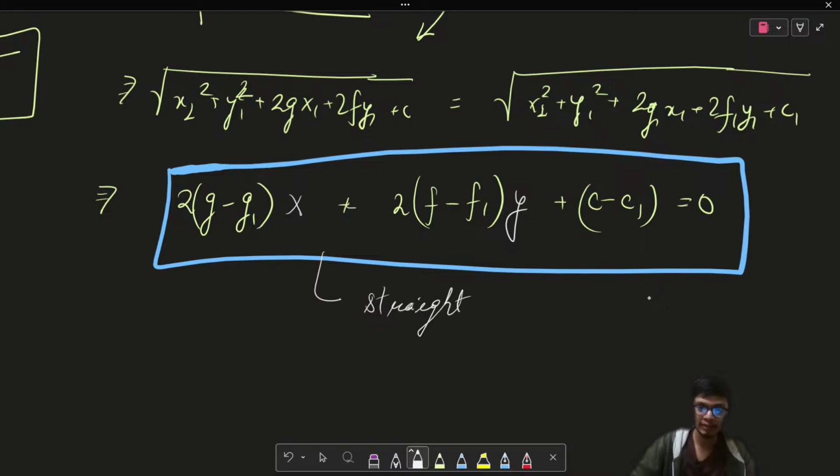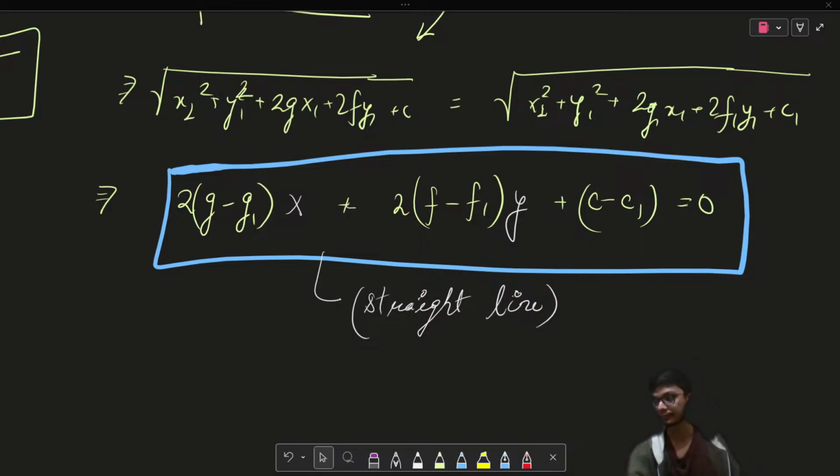So this is a very interesting observation, that a point from where, if you draw two tangents to a circle such that the tangent lengths are equal, then that particular locus is basically a straight line, and that is what we also call the radical axis. I hope this is clear to all of you.